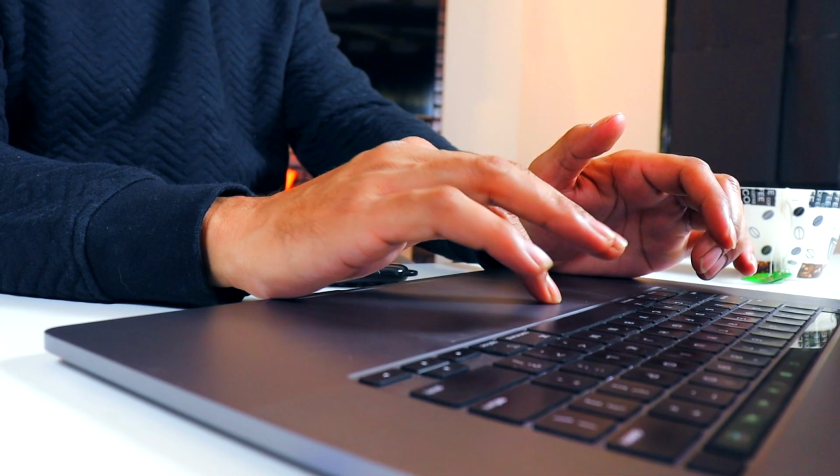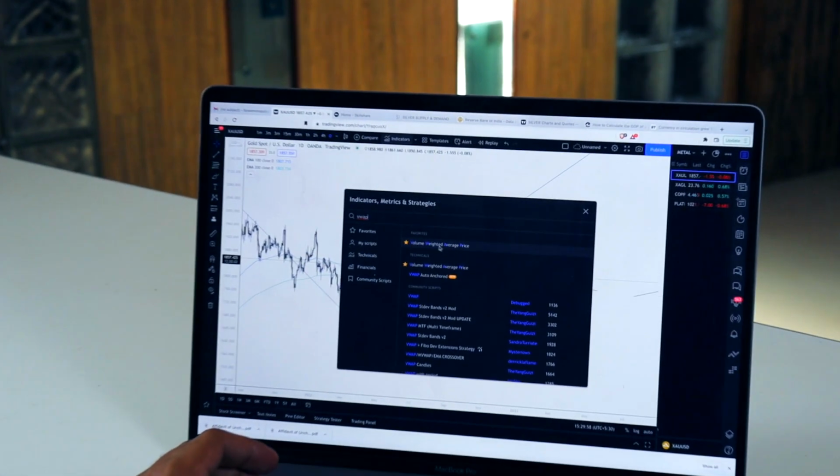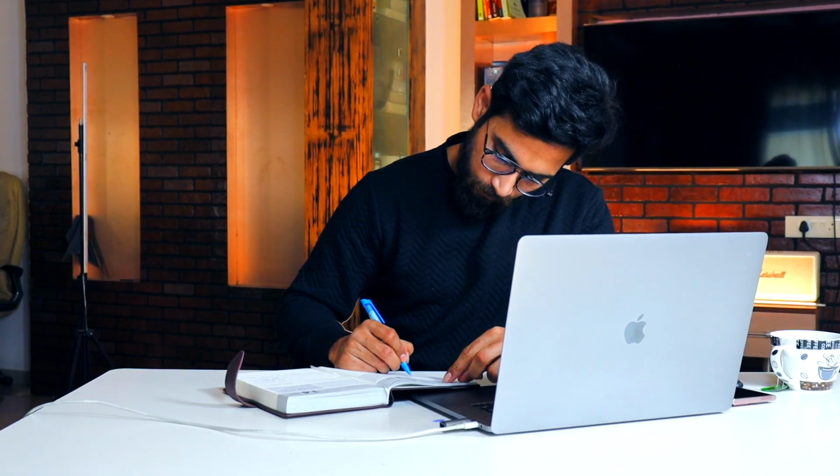So here's the thing. I was trying to work around some indicators to build a trading strategy. And I landed on the Vwap indicator. I observed some price action around it, and you know what? I created a strategy with fixed rules.